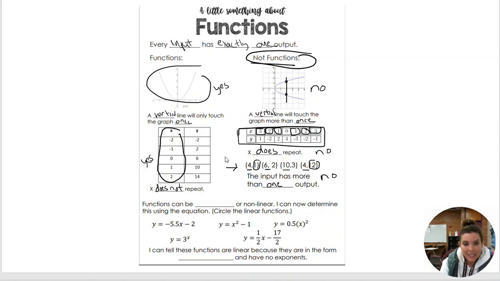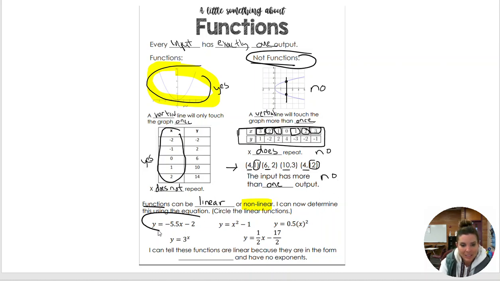Now, if something is a function, it can be a linear function or a nonlinear function. So it can be something that's the graph of a line. That's what it means to be a linear function. Or it could be something like this. And this is a function, but it is a non-linear function because it's the graph of something different than a line. So when you're looking for linear functions, you want to look for equations that are already in slope-intercept form. If they're in slope-intercept form, then you know for sure that they'll graph a line.